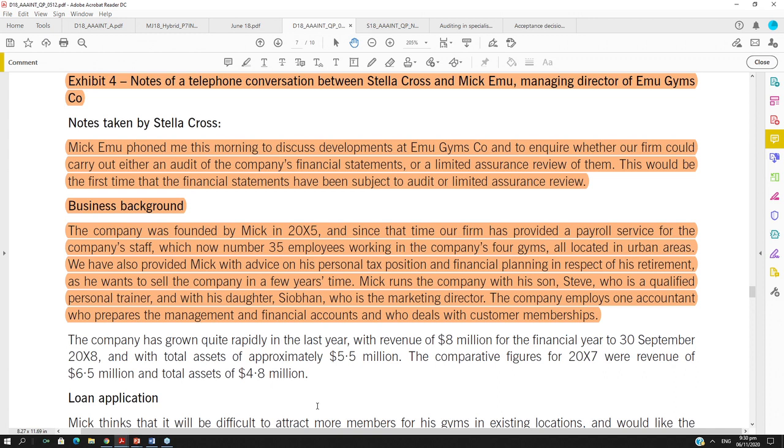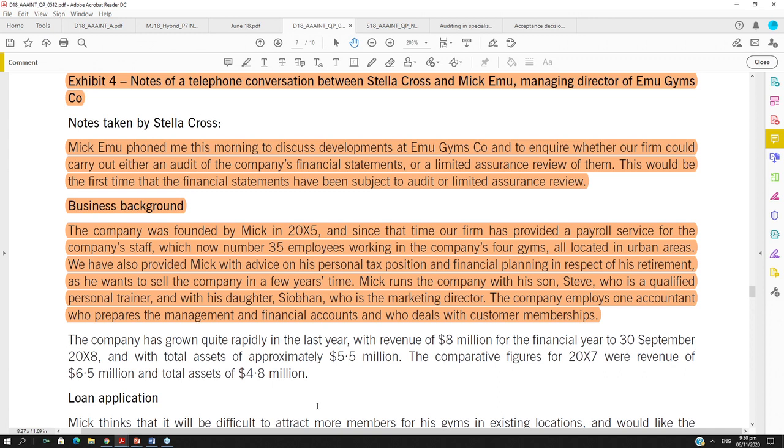So this is the personal tax position of the owner, right? Fine. Will it go to the financial statements of the company? Will it be a component of the financial statement of the company? The personal tax computation? No. So does it give rise to any self-review threat? No. So the code of conduct says it is permissible, right?